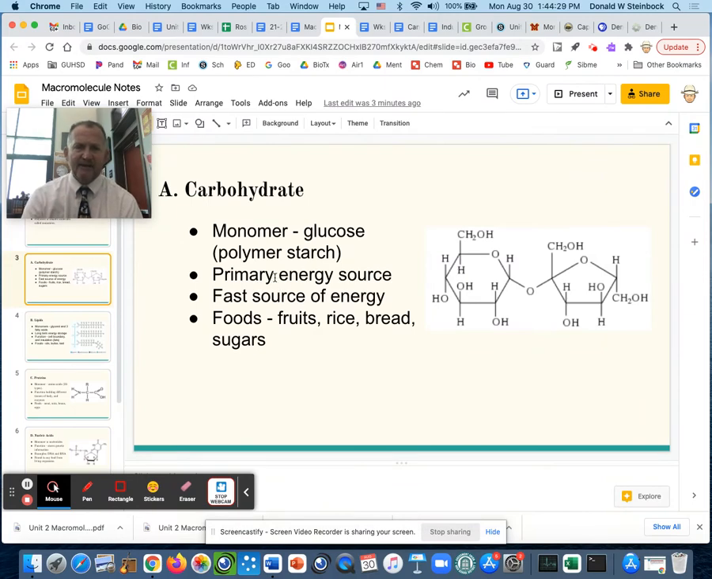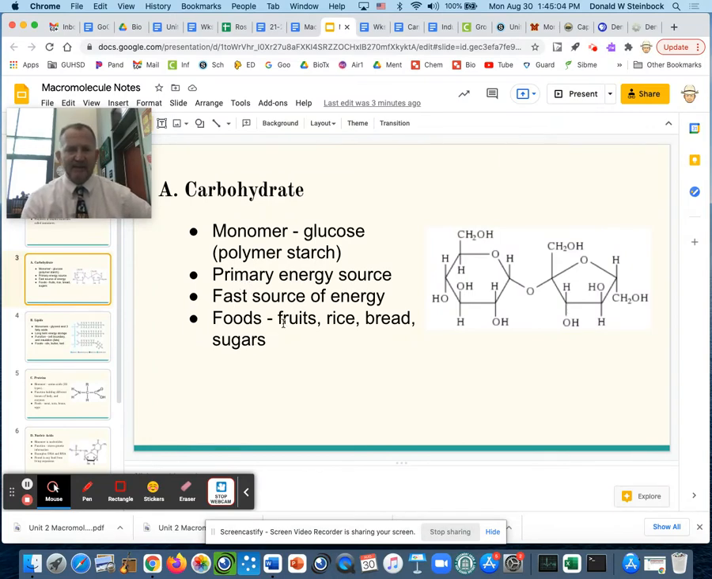For living cells that are animal cells, it's the preferred energy source, and most plant cells as well. They use glucose to obtain energy. For us animals, glucose is a fast source of energy. So if you are a runner, eating sugars right before a short run, like a 100-meter dash or something, would be okay to do because you're running a short distance. But if you're running a marathon, you wouldn't want to load yourself on carbohydrates. So it is a fast source of energy.